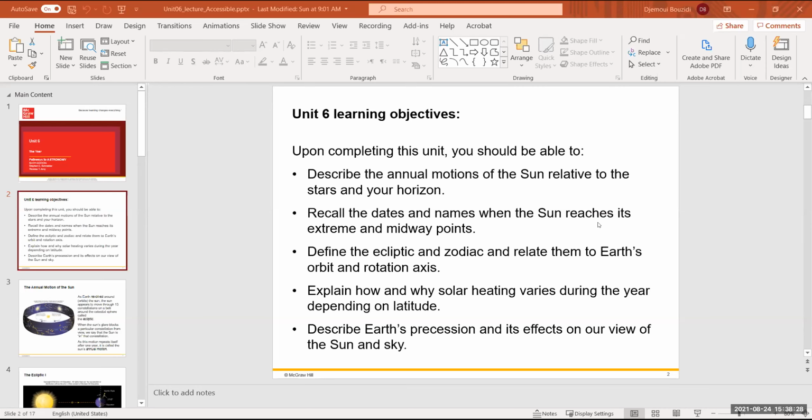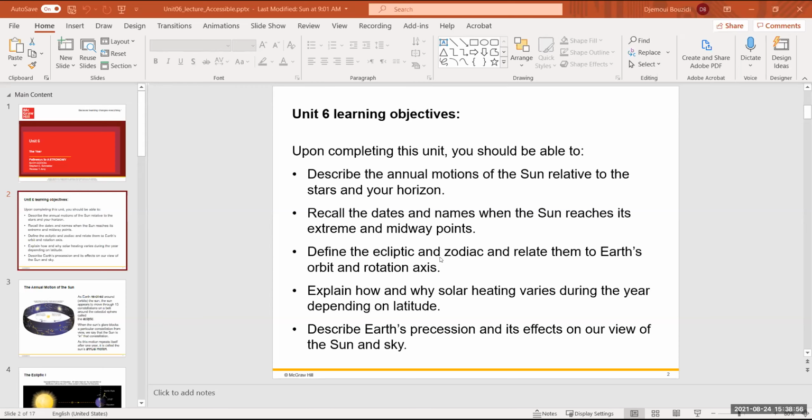Okay, recall the dates and names when the sun reaches its extremum. Of course, one of the things you're going to be talking about in this unit is the summer and the winter solstices, and also the spring and the fall equinoxes, one of which is supposed to happen in about a month from today. The fall equinox, okay, around September 20th. So those are the dates that you guys are going to be focused on.